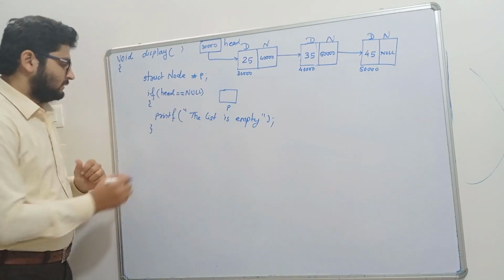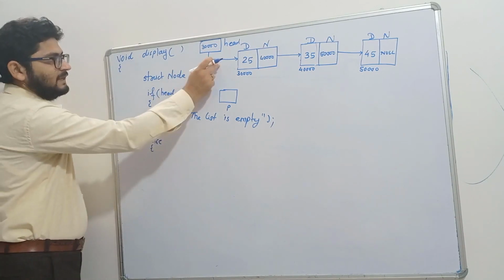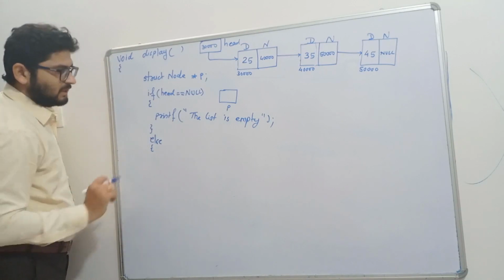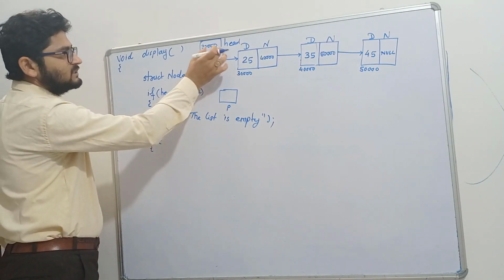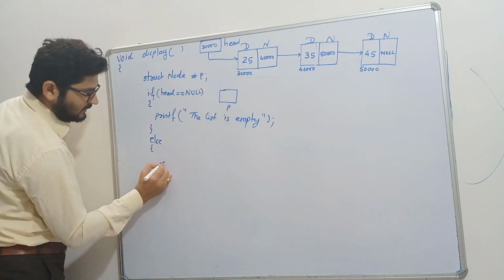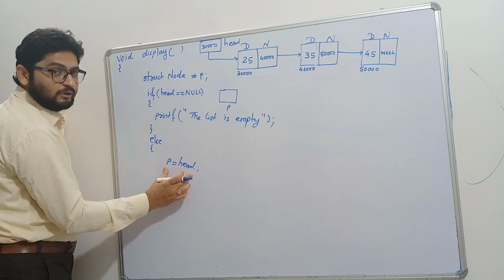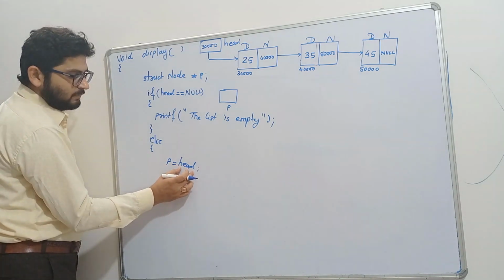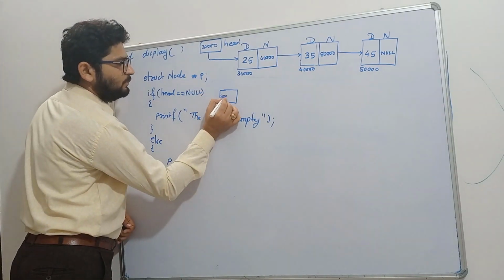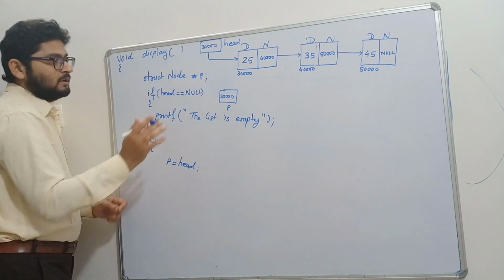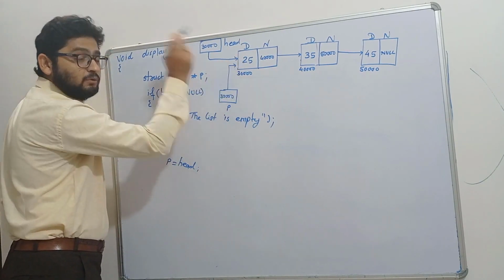If the head is not null, then we will write the else part. So here the head is not null, so we will go into the else part. What will be our first task over here? We will just copy the content of head into P. So we have to write P is equal to head. What is this line going to do? It is going to copy the content of head into P. So what is the content of head? 30,000. So that will be stored into P once again. That means now P is also pointing to this node. Along with head, P is also pointing to this node.